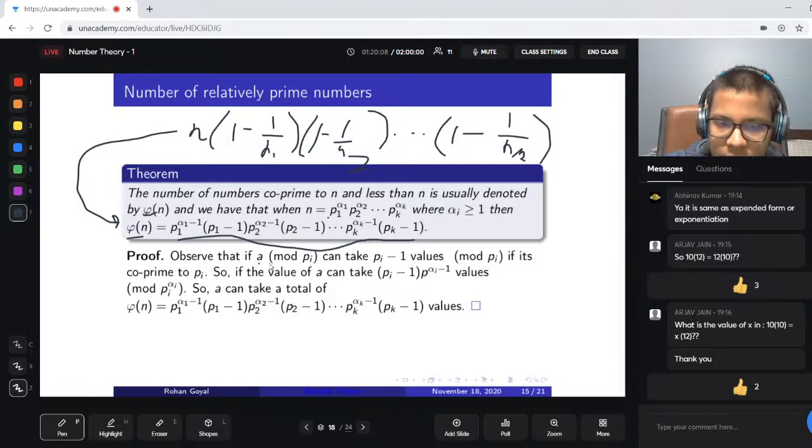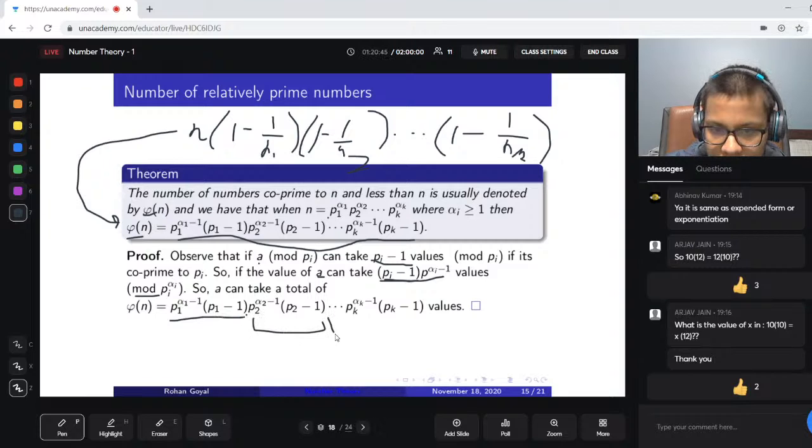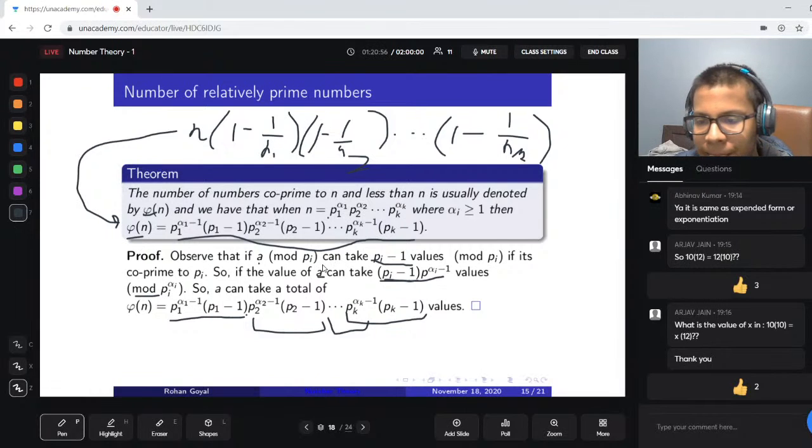Now we'll try to prove this. If A is a number that is co-prime to n, then mod pi it can take pi minus 1 values. So the value of A can take (pi minus 1) into pi to the alpha i minus 1 values mod pi to the alpha i. So mod all of these, it can take the product of these values. You can just choose the congruence for each and you'll get a number. Okay? Is that fine?